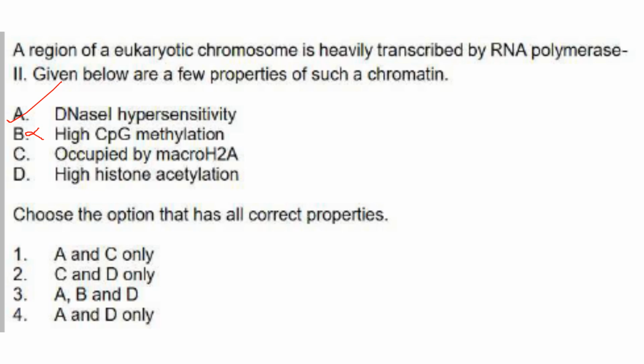Then, occupied by macro H2A. Macro H2A is a histone variant. It is a repressor of transcription. Okay. So the region of the chromatin occupied by macro H2A will not help in transcription. So C is also not correct.